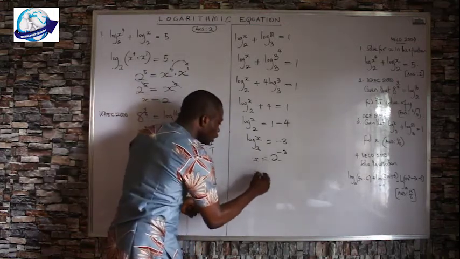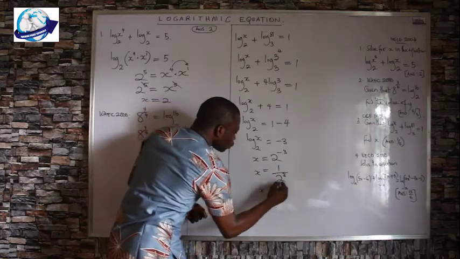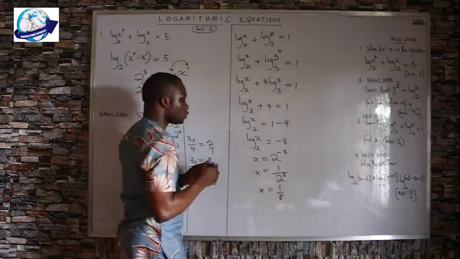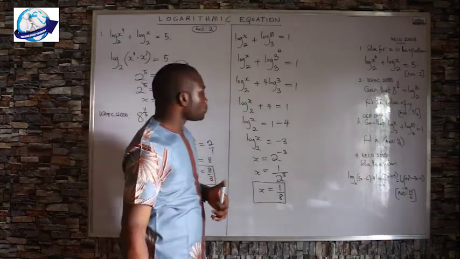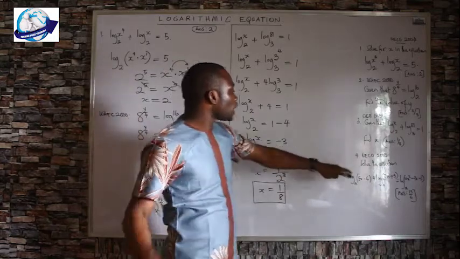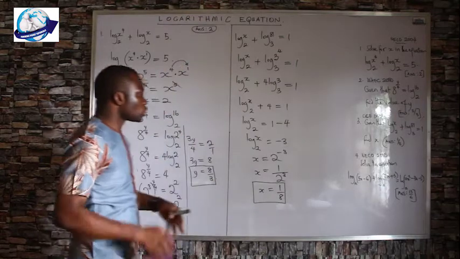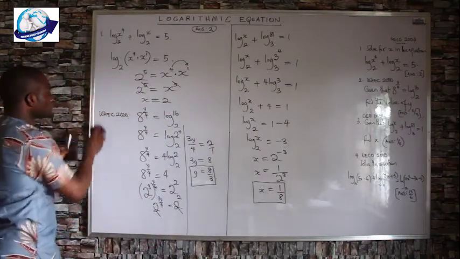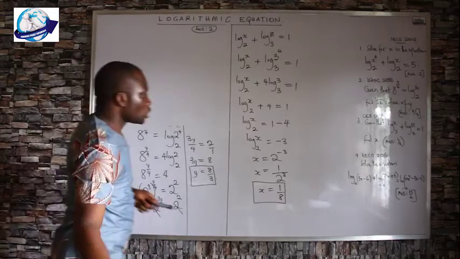Remove the minus sign. You have 1 all over 2 raised to the power 3. At the end of the day, you have 1 all over 8. You see? So we have arrived at the final answer. Okay. So we have a question here for us. I would like to go back to look at that question carefully. So now check this question before we think of moving on.